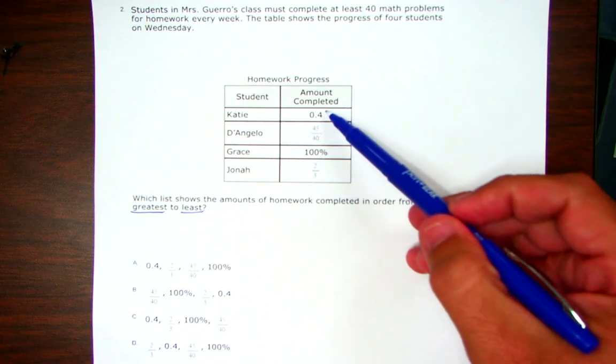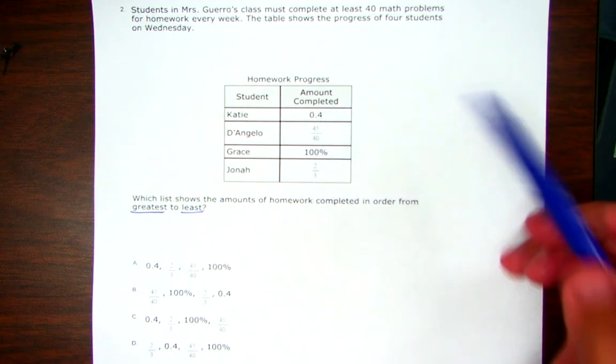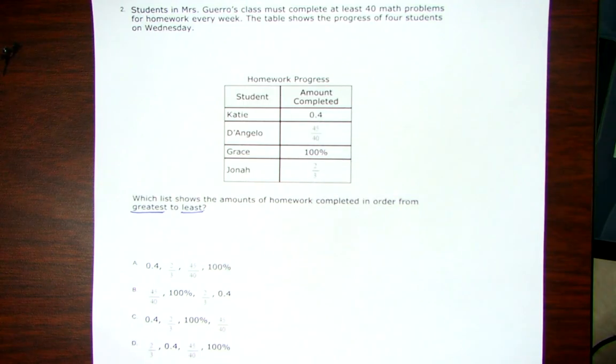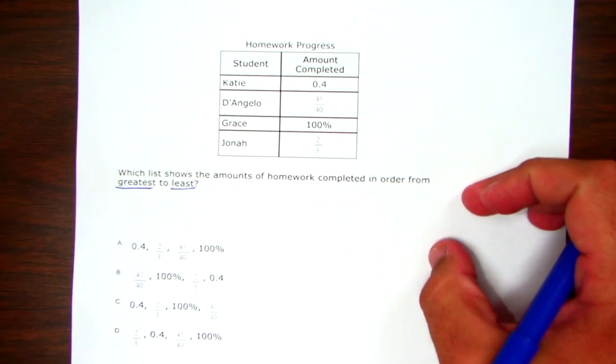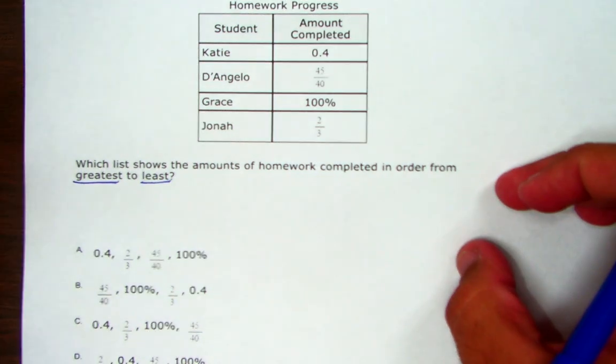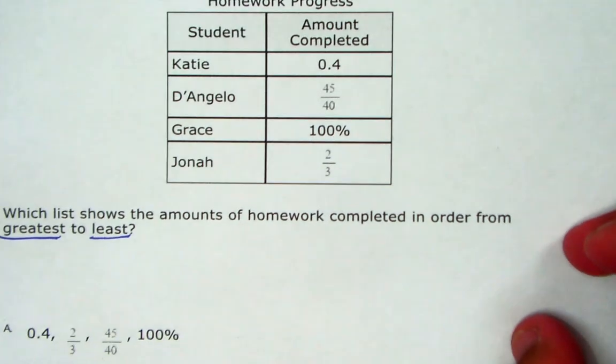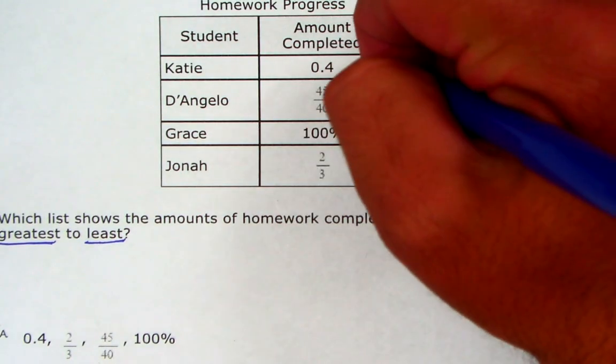Now notice we have a decimal, a fraction, a percent, and another fraction. I personally would convert everything into a decimal. It's the easiest thing to do. All right. Good news is Katie's already in decimal form.